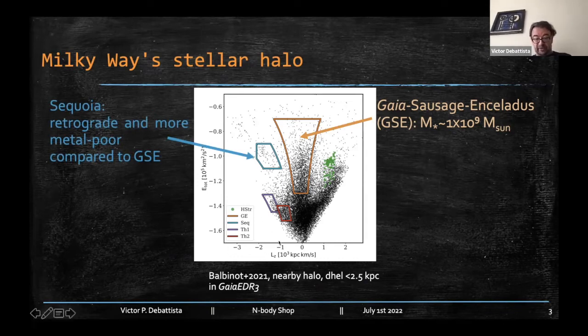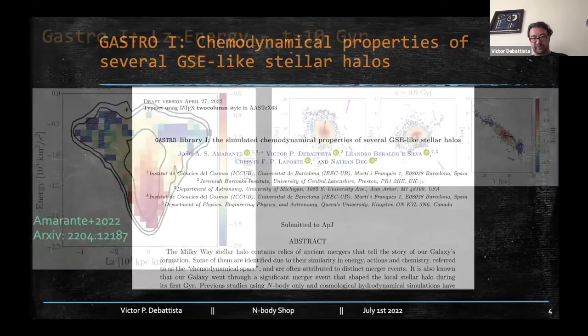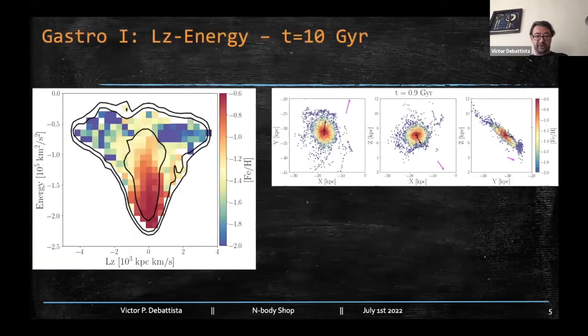And it's retrograde. If you look at the angular momentum, it's counter-rotating. And so this has been thought to be a separate merger, but one of the quick results we've shown so far in this particular paper is that this is probably not a separate merger. This is probably just part of the Gaia sausage merger itself.